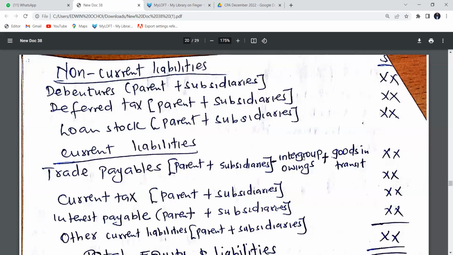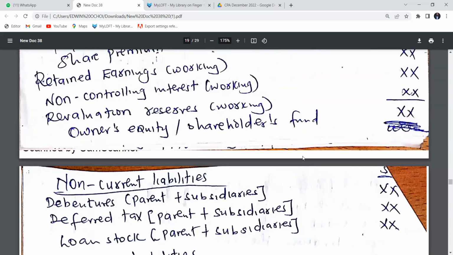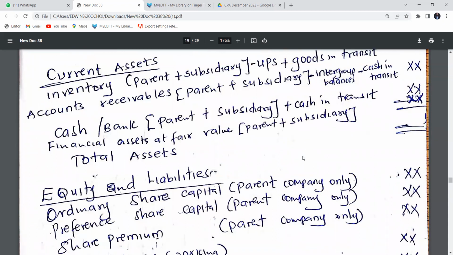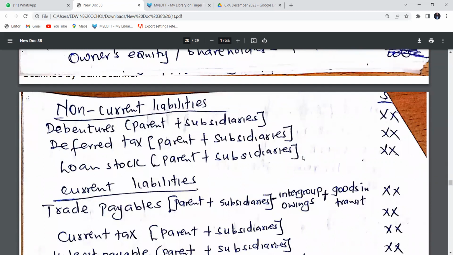When we credit the receivable, we are minusing. When we debit payable, we are minusing. That is why intergroup owings is deducted in both receivables and payables. If it's goods in transit, I said it affects inventory and payable. Inventory you debit, payable you credit. Once you debit inventory, you have added. Once you credit payable, you have added.